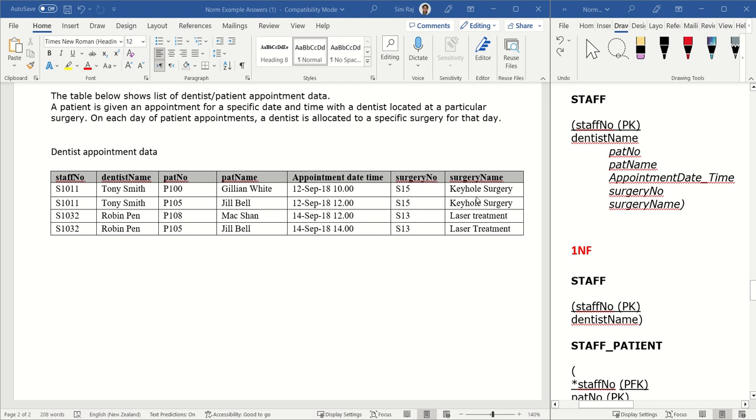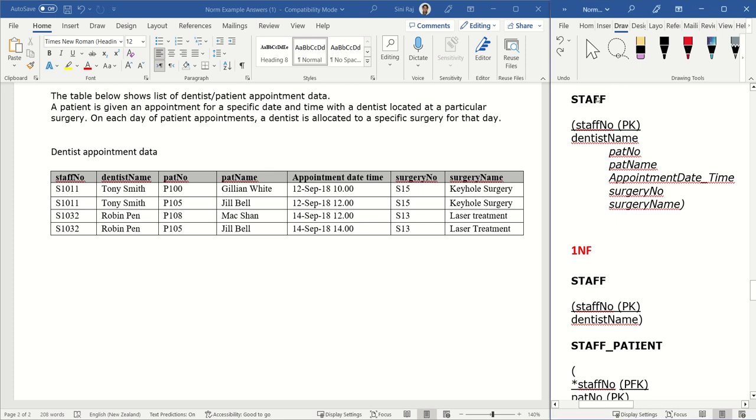Say keyhole, then he will be assigned with only keyhole, like that. So you're given this particular data. When you look at the data, you have the staff number and the dentist name, patient number, patient name, then time, a surgery number and surgery name, right? So when you look at this table, this is completely about the staff details.